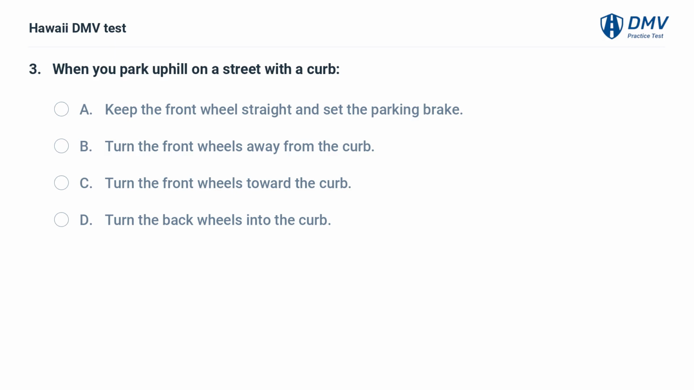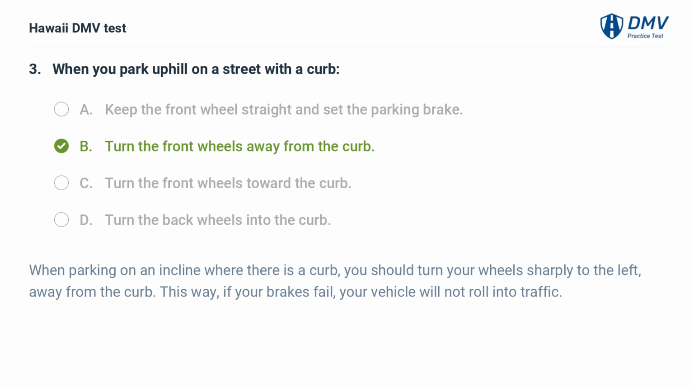When you park uphill on a street with a curb, A, keep the front wheel straight and set the parking brake. B, turn the front wheels away from the curb. C, turn the front wheels toward the curb. D, turn the back wheels into the curb.